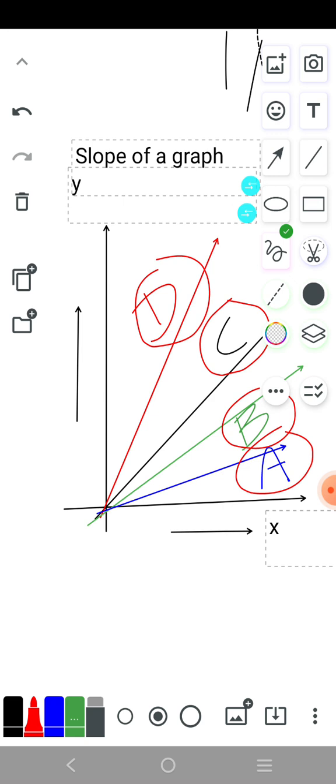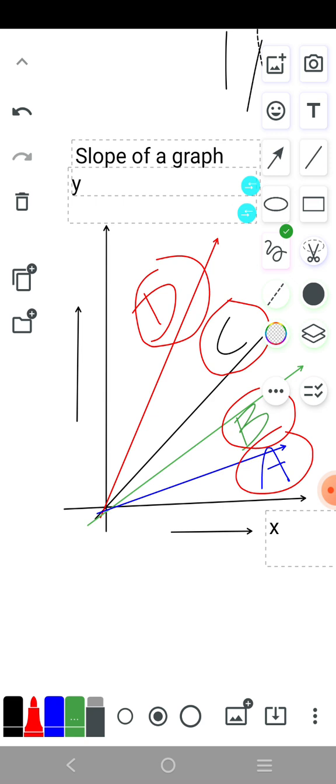Obviously, by observation we can see that path D, the graph D or line D, is steeper, or I can say graph D has more steepness or more slope. By observation alone, we can say D is the steepest graph, C is less steep, B is less steep than C, and A is the least steep graph. Now the question is, how can we determine the slope of a graph mathematically?